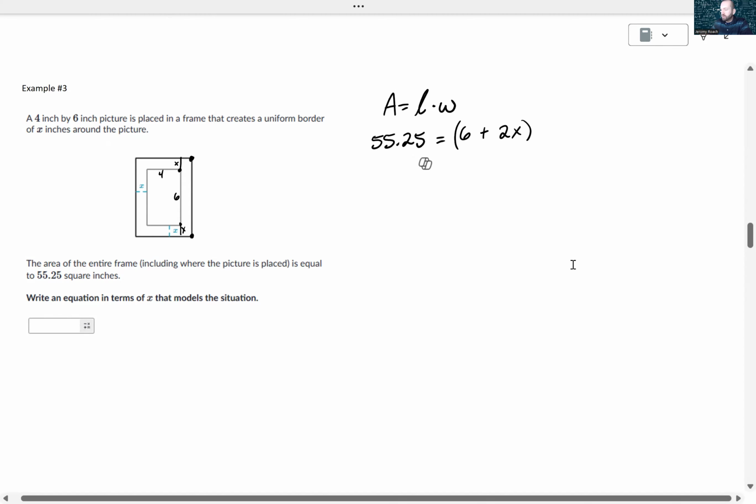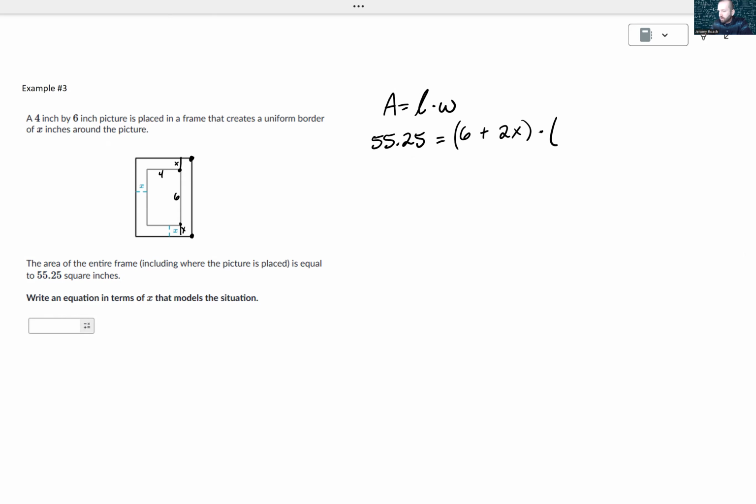And then we're going to do a similar thing for the width. So the width is 4 from here to here. And then if we want to know from there to there, that's the width. The width is also, that's x, and that's x. So the width is 4 plus 2x.